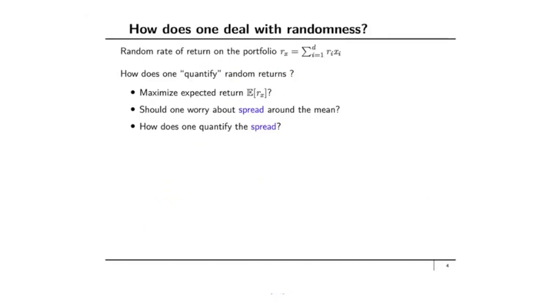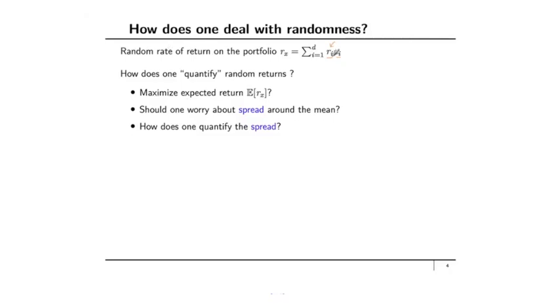So how does one deal with randomness? The return on the portfolio, R sub x, is going to be defined as the sum of Ri xi. And notice over here I've dropped the time in the Ri, because I'm focusing mainly on myopic optimization. This is a random return. Why is it random? Because each of the net returns Ri is going to be random.